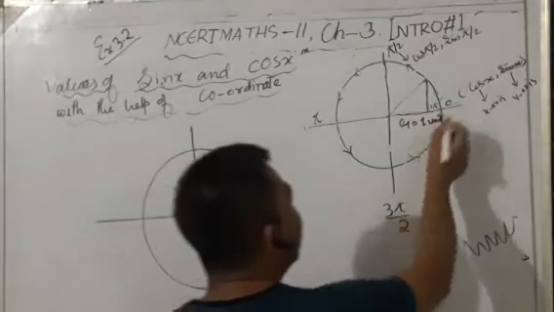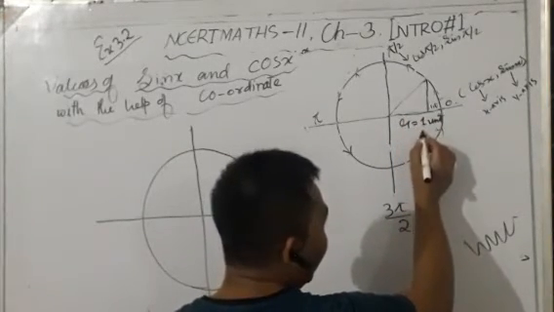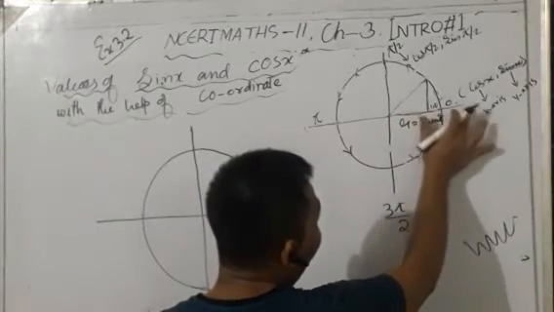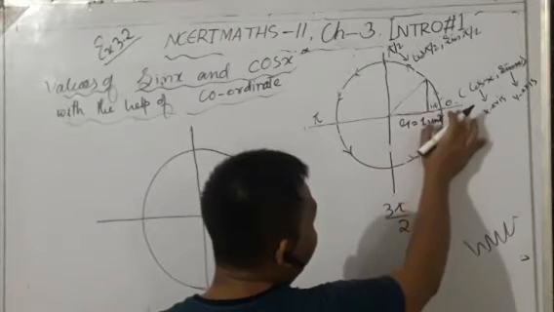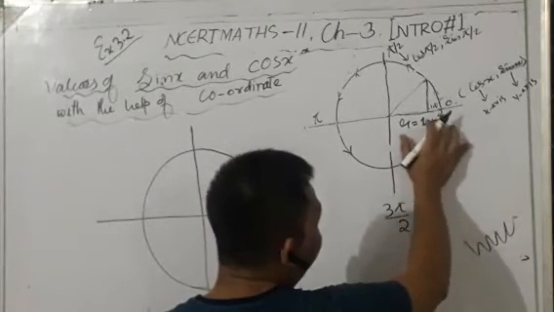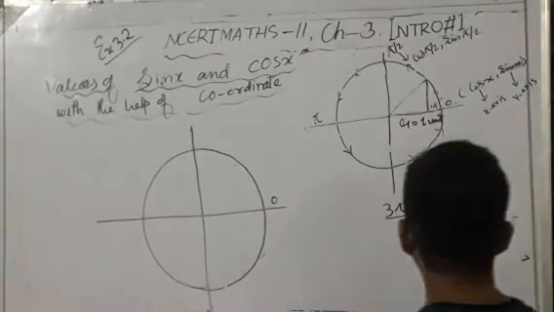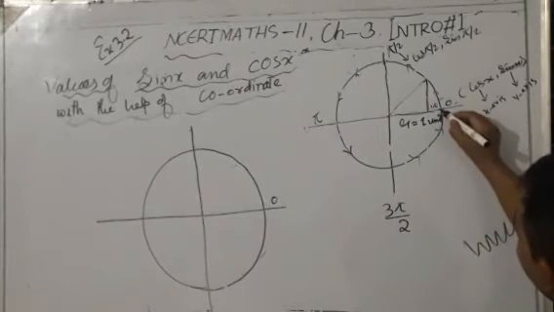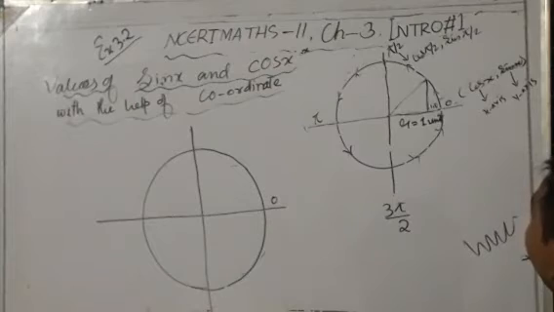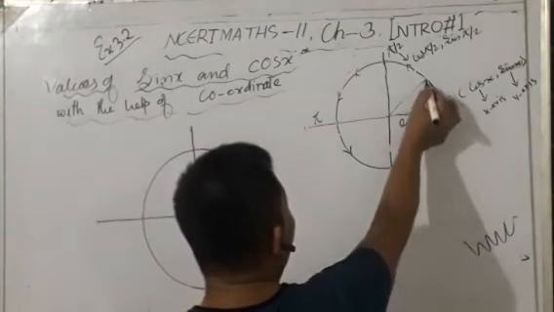Why is it 1 and 0? Since we have considered a circle of unit radius, 1 unit, this length is 1 unit. It is lying along the x-axis, so it is the base. And along the y-axis it is at 0, so it is 0 only. Correct?